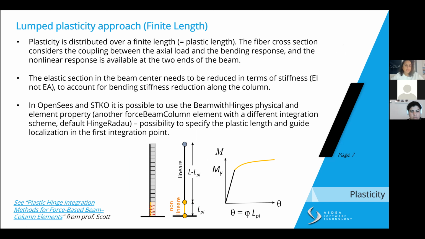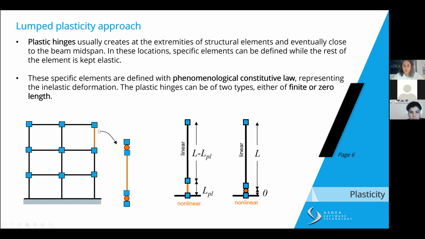So in a finite length, this plasticity is distributed over the length of the plastic hinge, also said plastic length. In this space, we can consider the coupling effect of axial load and bending. And we have a nonlinear response available at the two ends of the beam. Here it's just been drawn at the base, but because this column was, let's say, free. For example, in a frame structure, it could be useful to do it at both ends.